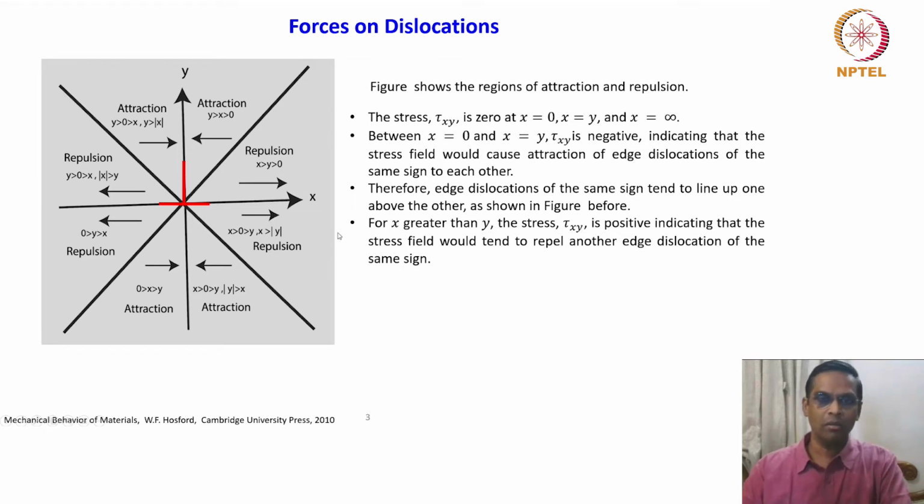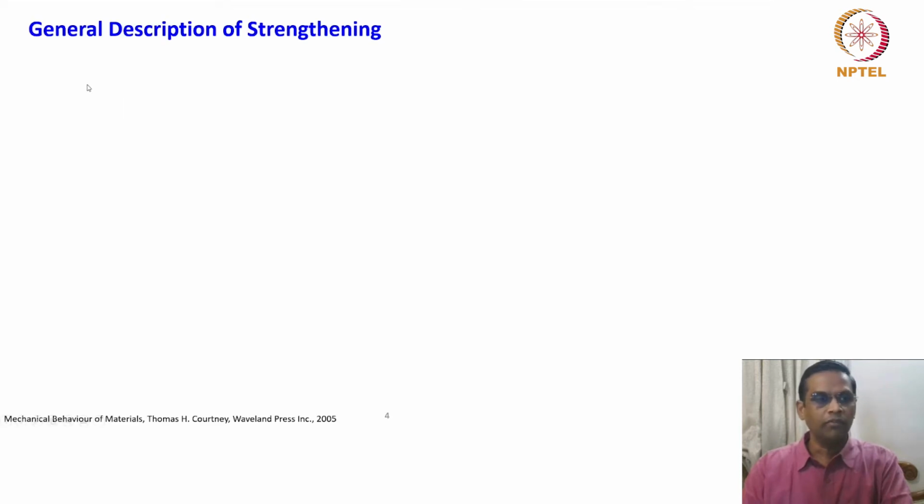The other important idea to remember is that shear components are related to distortion of the bond, while hydrostatic or normal stresses are related to dilation. So in screw dislocations we can talk only about distortion energy, whereas in edge dislocations you have both dilation and distortion. With this background, it is easy to understand solid solution strengthening and move forward. The first topic is the general description of strengthening.